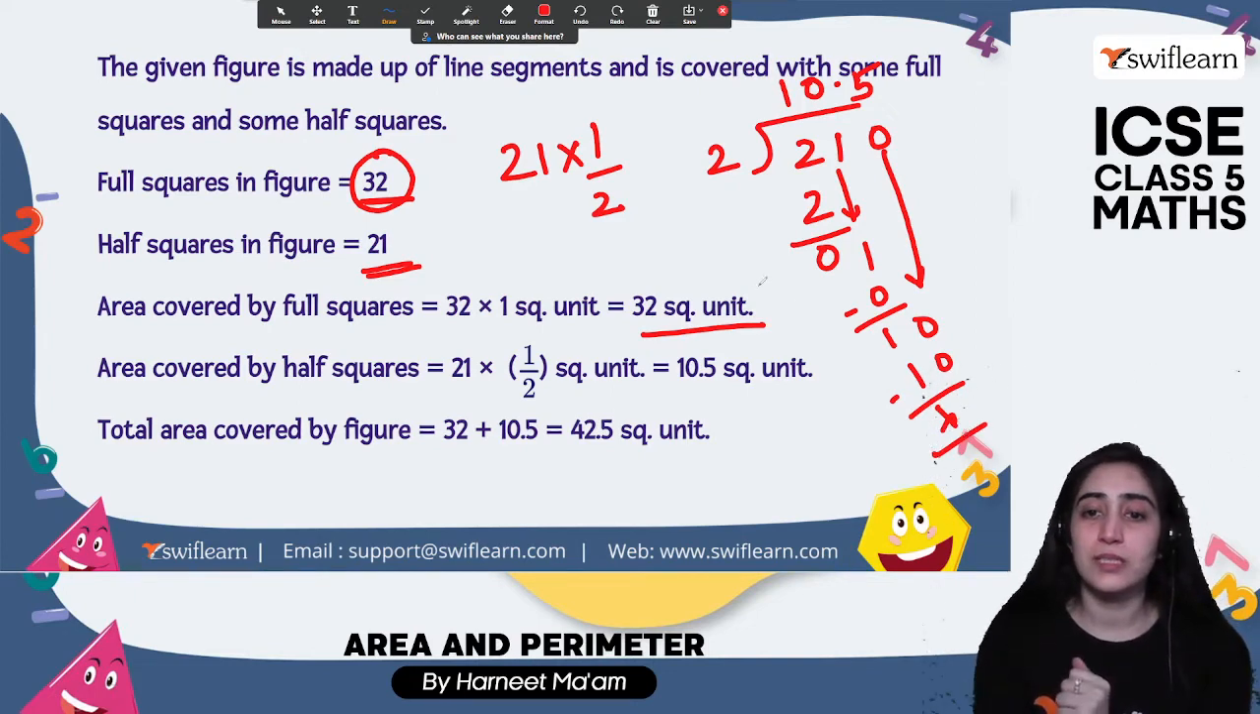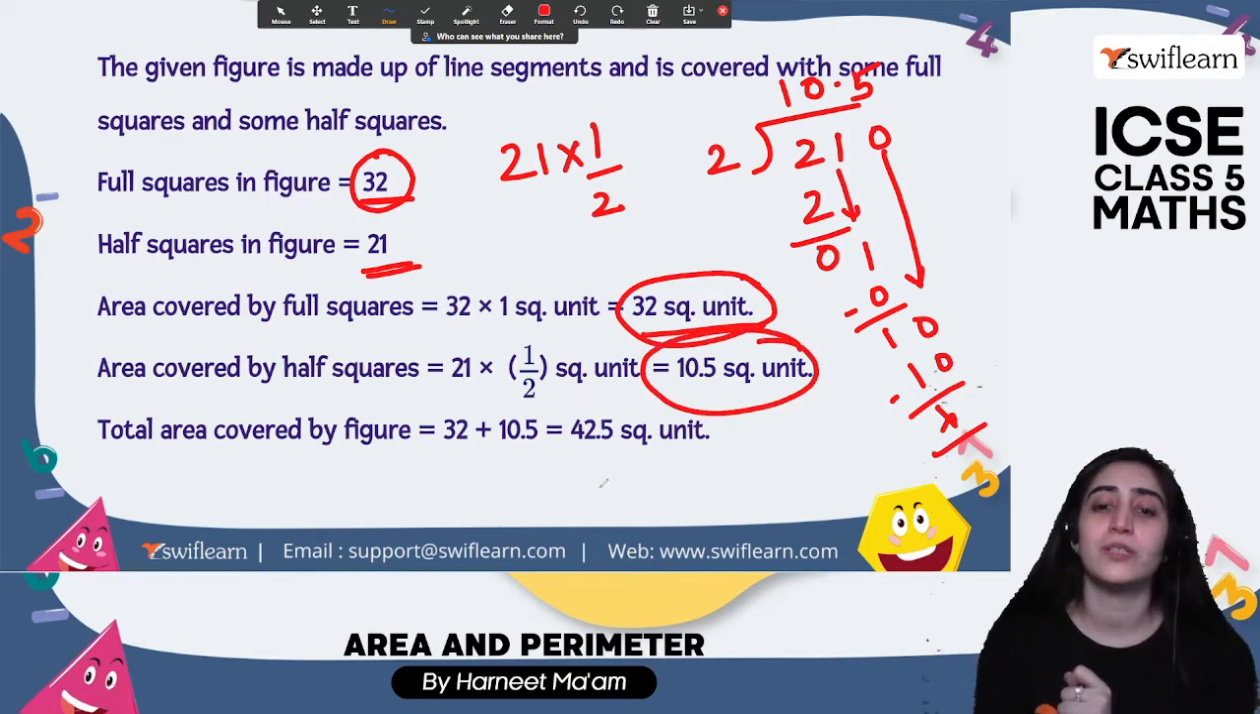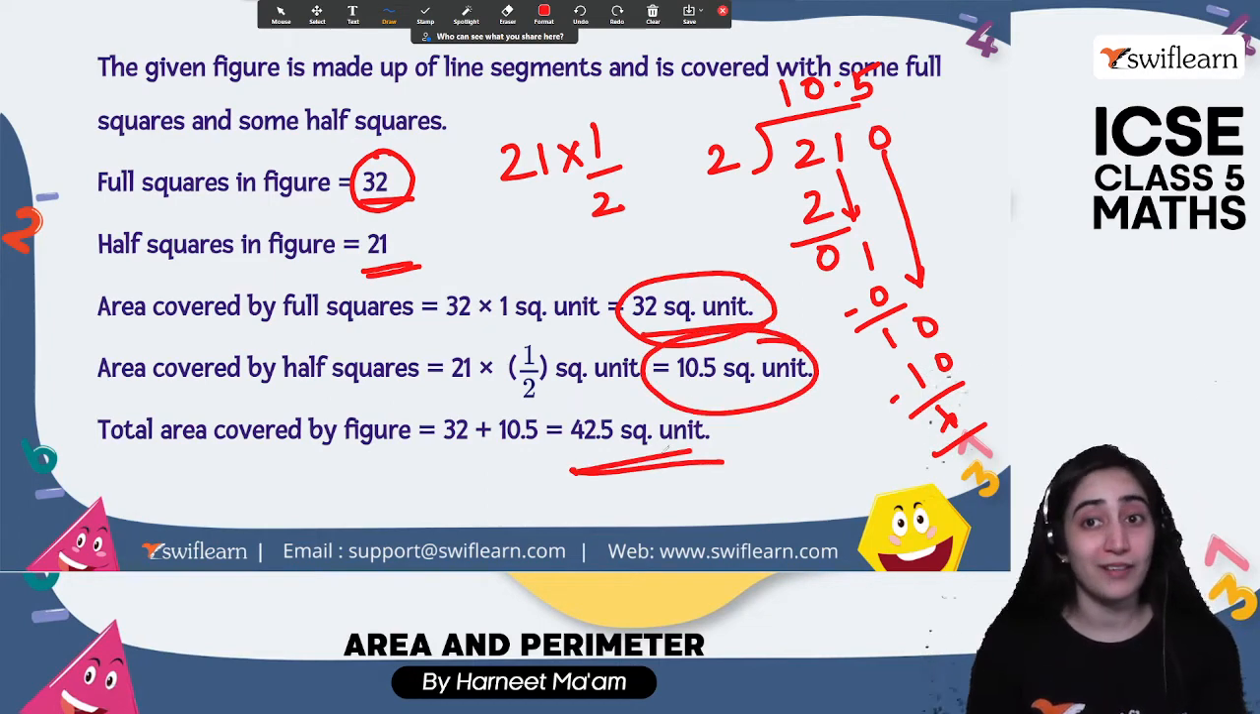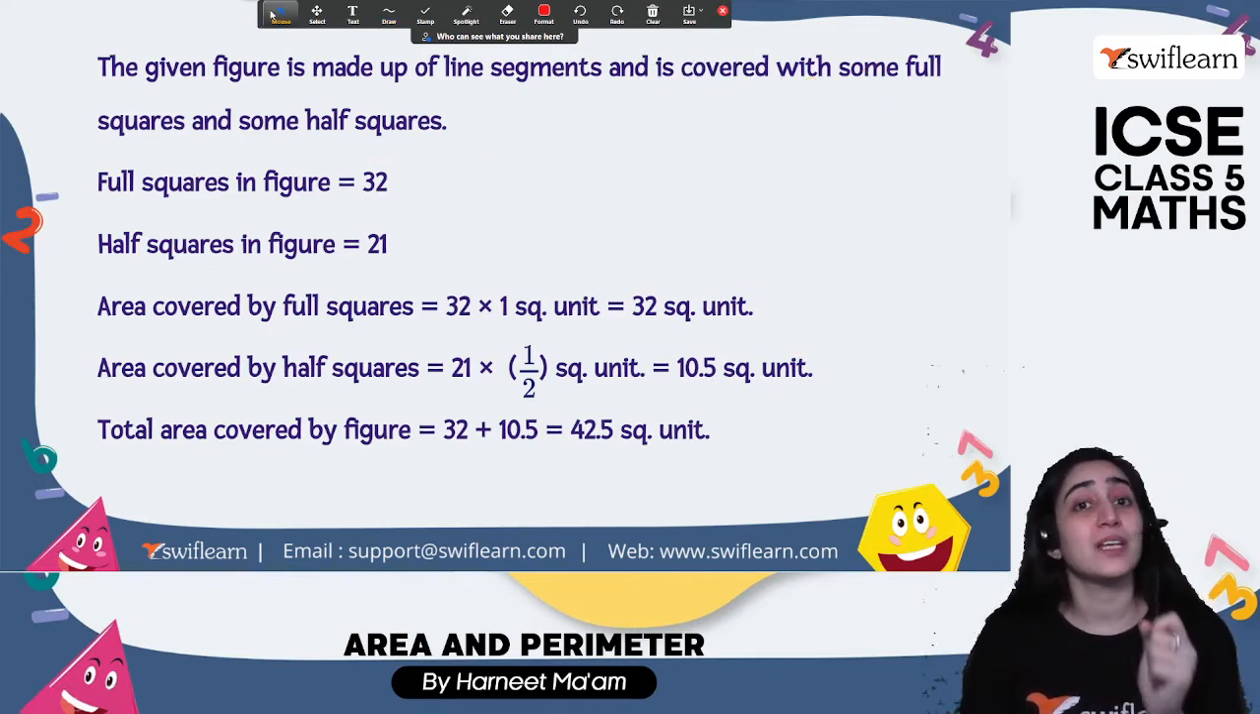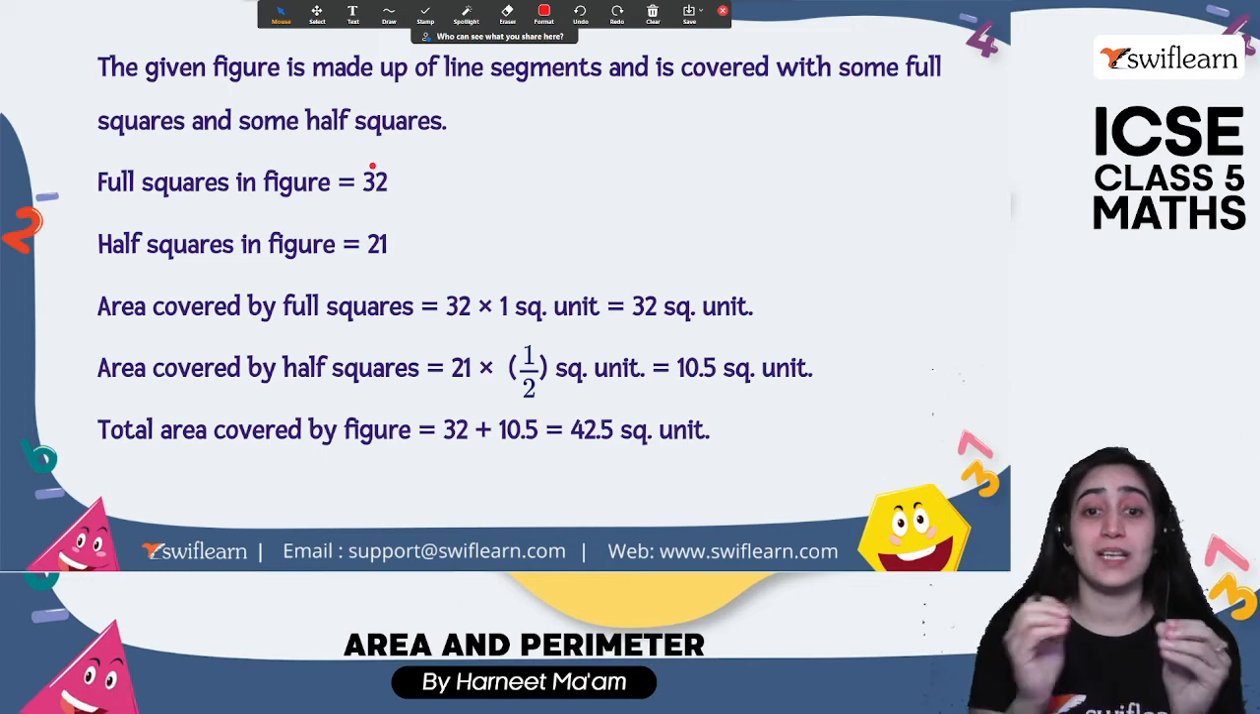Now this 32 square units plus 10.5 square units, we'll add and get the total area. So you see, like this, we are able to find the area, which is an estimate because it's not an exact area.